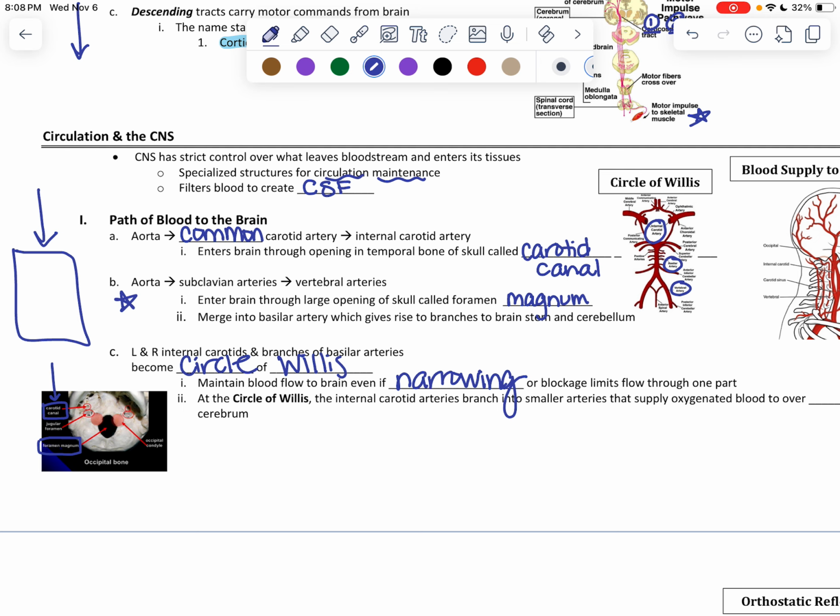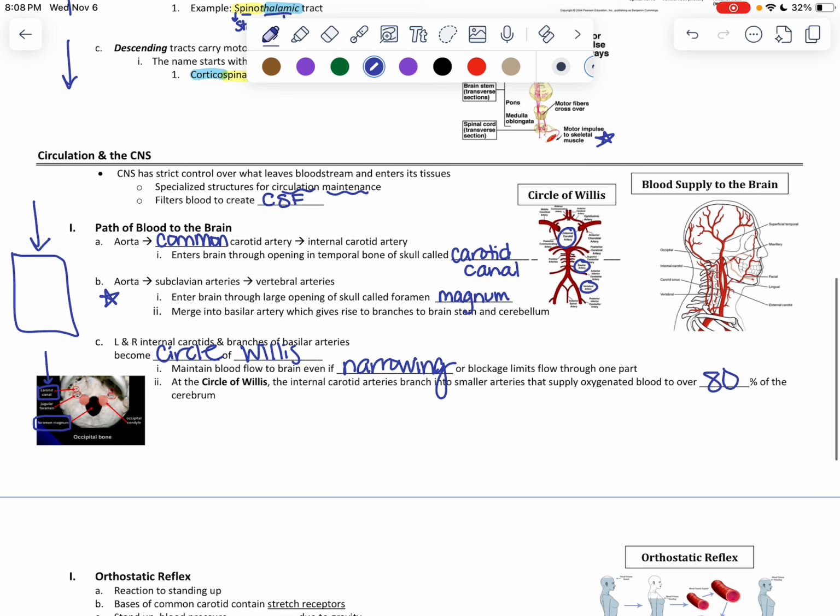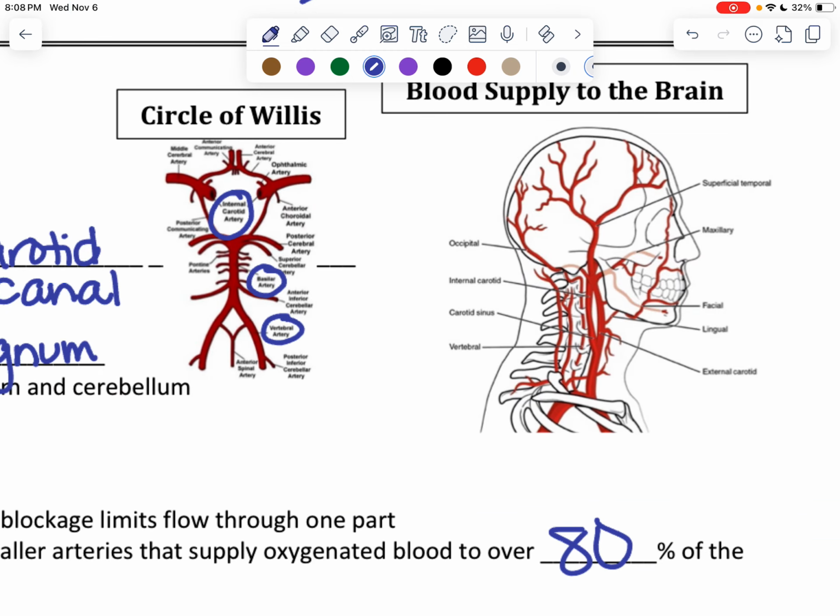So at the circle of Willis, the internal carotid arteries branch into smaller arteries that supply oxygenated blood to over 80% of the cerebrum. Okay, so that's kind of what it looks like inside. It's kind of cool.